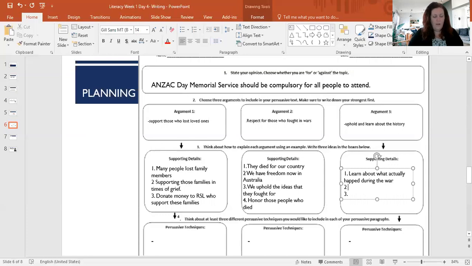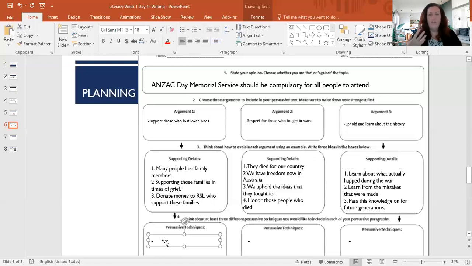My second one, learn from the mistakes that were made. And my third supporting detail is that pass this knowledge on for future generations. So this is where I would be thinking about what I've learned and pass it on to my grandchildren, and that information will get passed on to their children and their children. Okay, now we're nearly finished our plan.